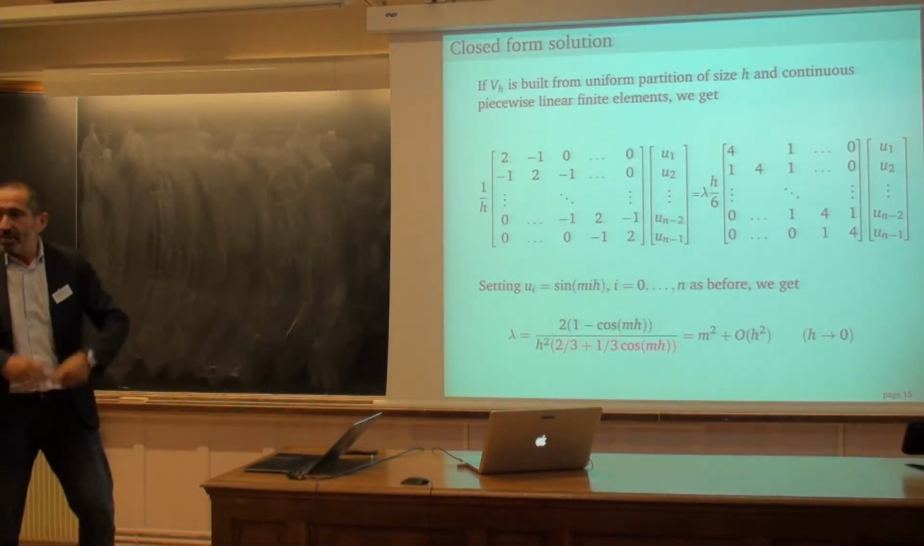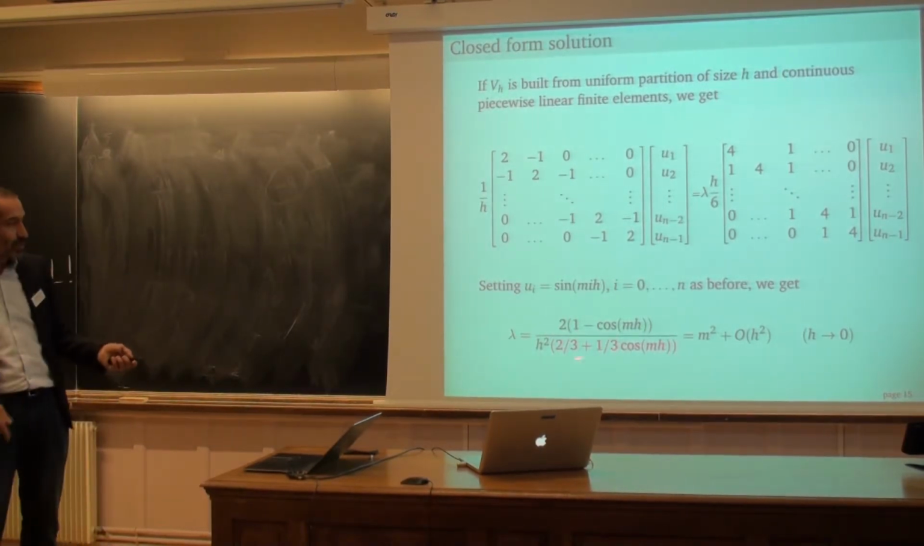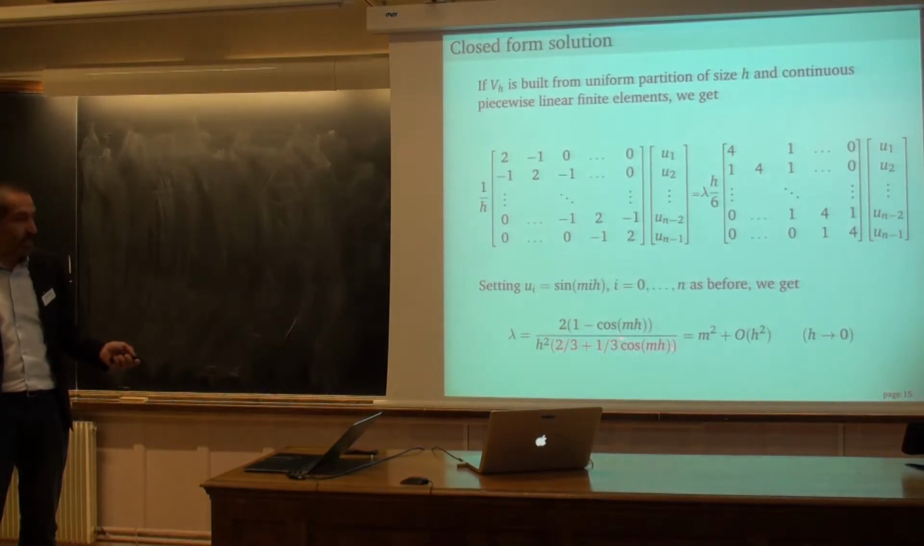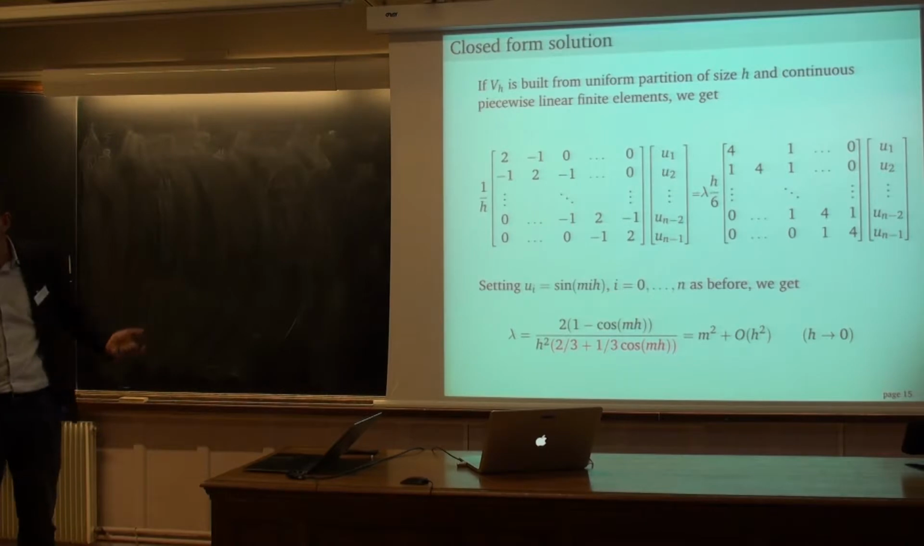But if you repeat the same computation by hand that we did before, you can also find the exact solution by hand. And the only difference is that now in the denominator you have this term here, 2/3 plus 1/3 cosine mh. Well, again, the asymptotics is the same as before, because this red term goes to 1, so there is no problem.